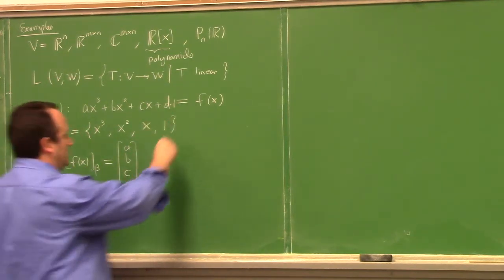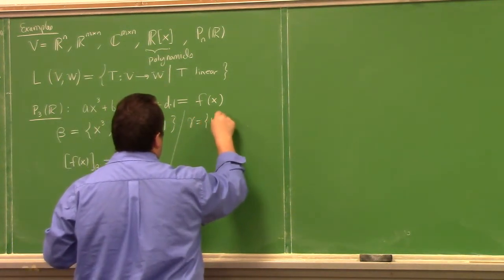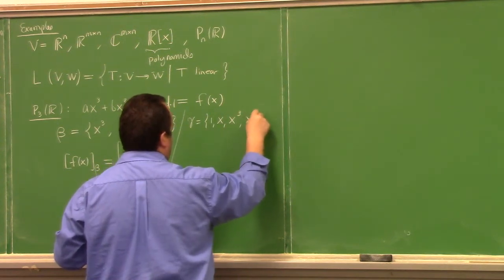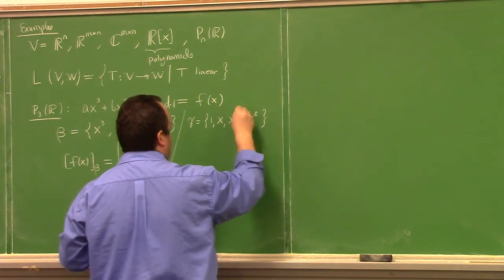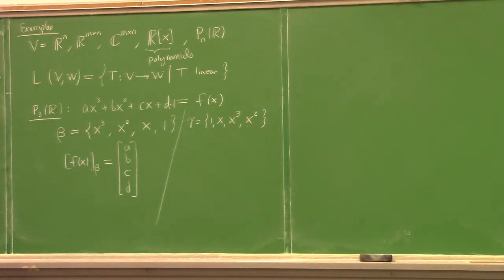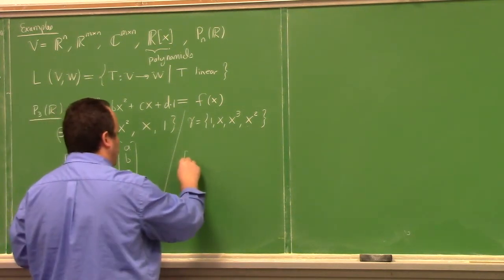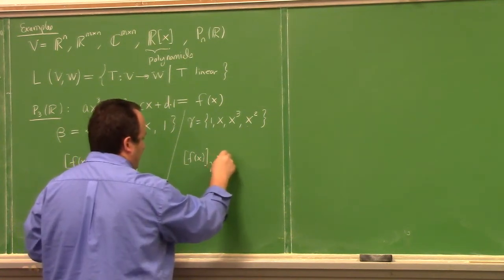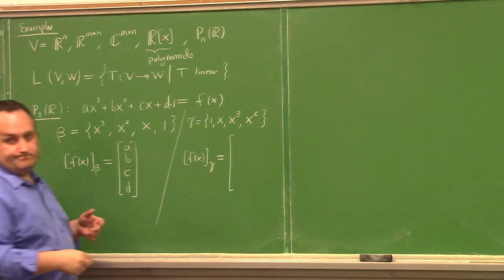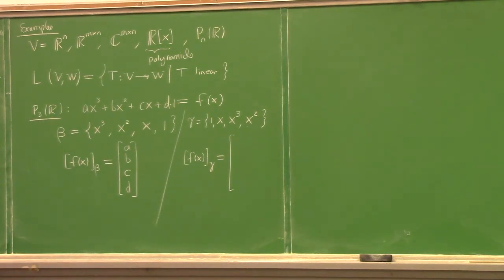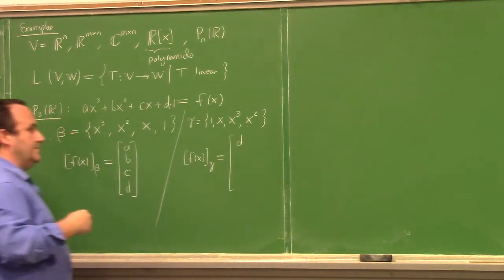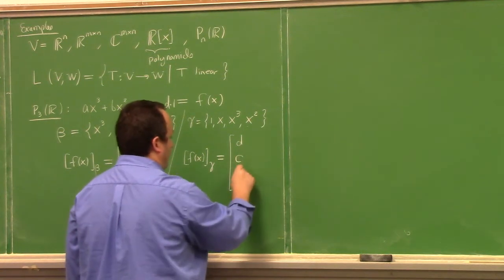In contrast, if I had gamma equal to, say, 1, x, x cubed, x squared, because I wanted to be weird, we could ask, what's the coordinate vector of f of x with respect to gamma? And if we did that, it would be somewhat different looking. A basis is an ordered set. The order matters. So 1 comes first. What's the coefficient of 1 in the linear combination? It'd be D. Then C, A, and B. Very good.